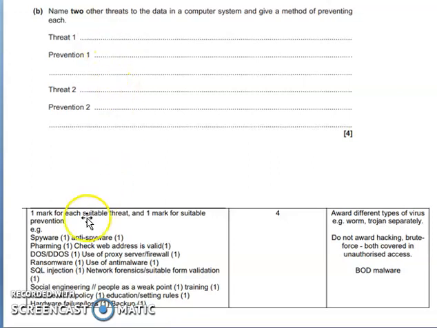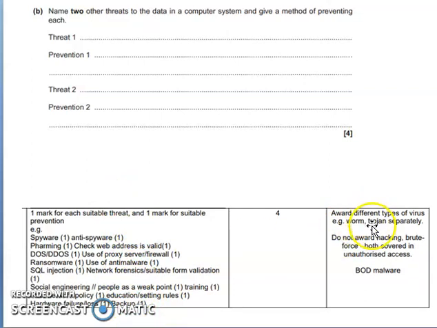There are many other options mentioned here, as we can see in the key. For spyware, anti-spyware. For phishing, check the website address is valid. For denial of service, use of a proxy server or firewall. For ransomware, we make use of anti-malware. For SQL injection, we make use of a form validation method. For social engineering, where people are the weakest point, training is a method of dealing with it. For poor network policy, education or setting rules. And for hardware failure or loss, backup. So these are the possible threats to the data.